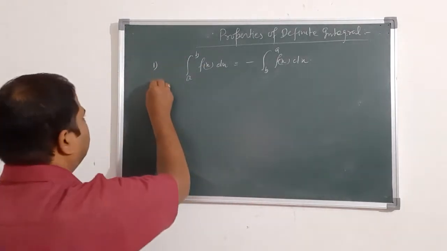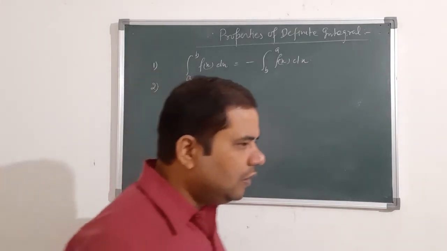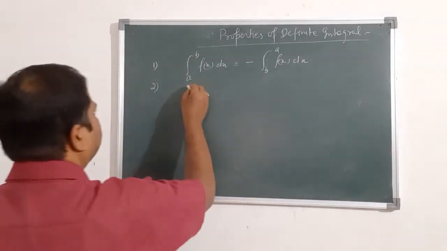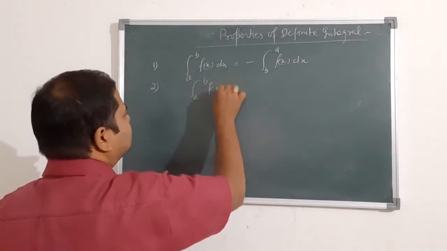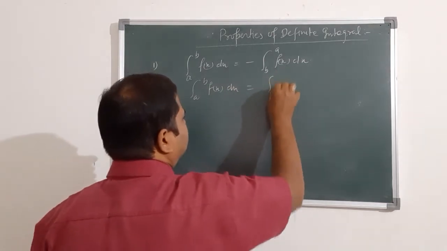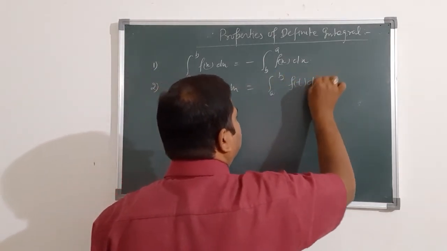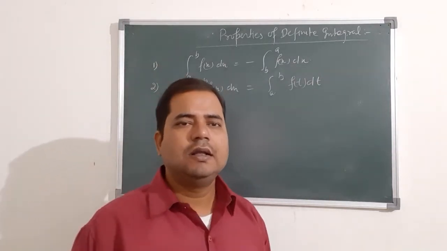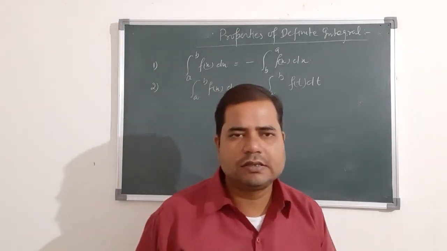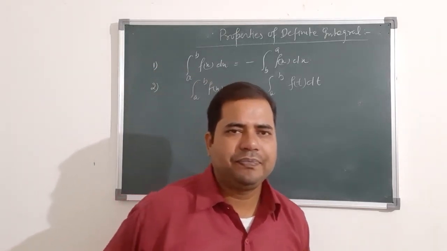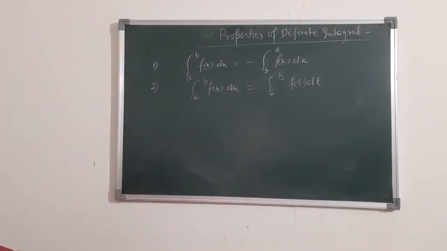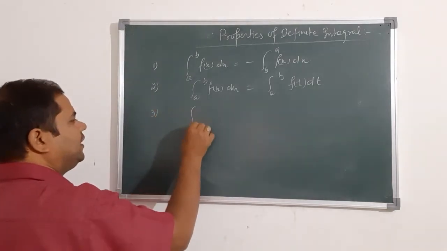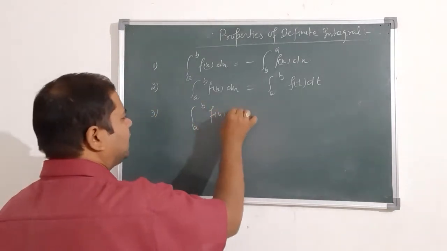Now the second property is, suppose integral from a to b of f(x) dx, this is integral from a to b of f(t) dt. That means you can convert the whole function into another variable, and there is no effect on the limit as well as the function integral.